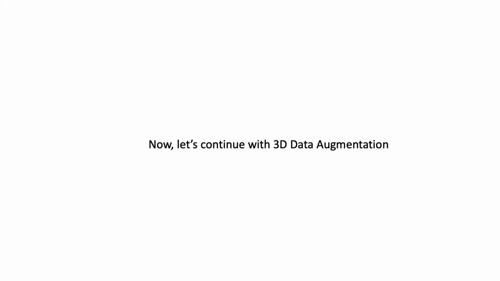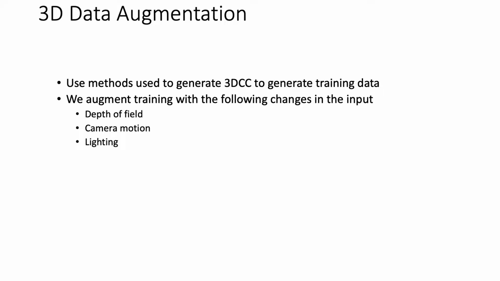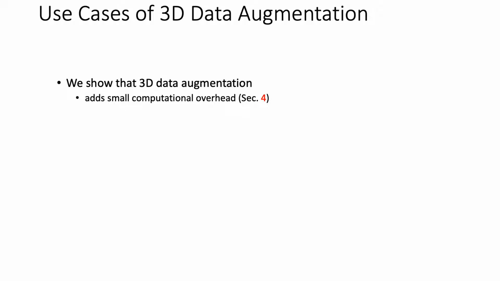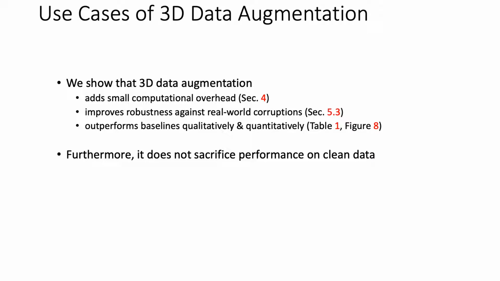Let's continue with improving robustness using 3D data augmentation. This time, we apply methods used to generate corruptions to training data. In particular, we use these corruptions. We show this augmentation adds small overhead. And it improves robustness against real-world corruptions. Performance is notably better than baselines. Plus, performance on clean data is not sacrificed.